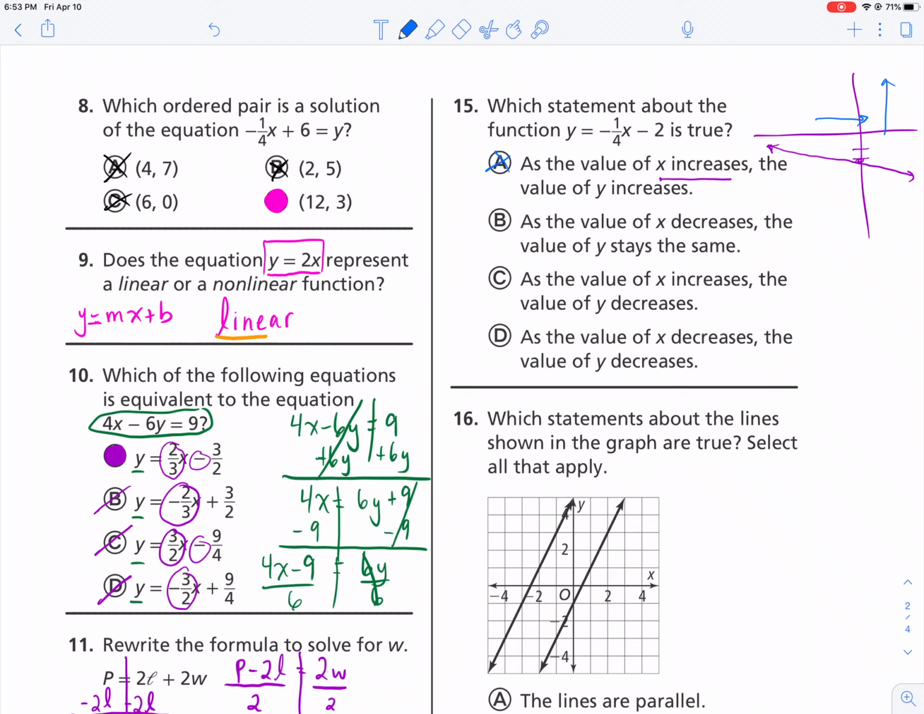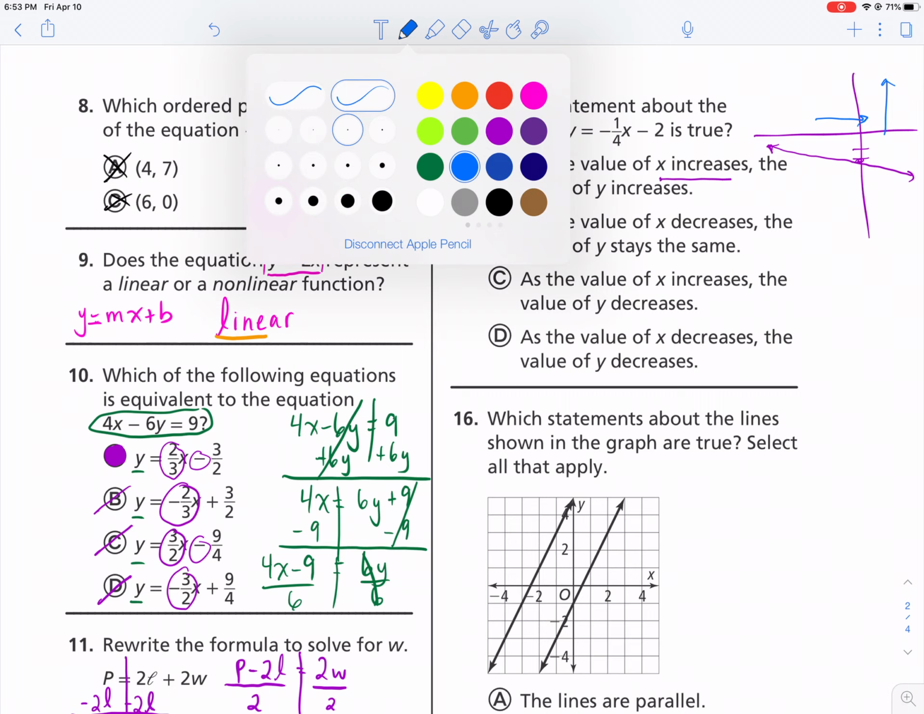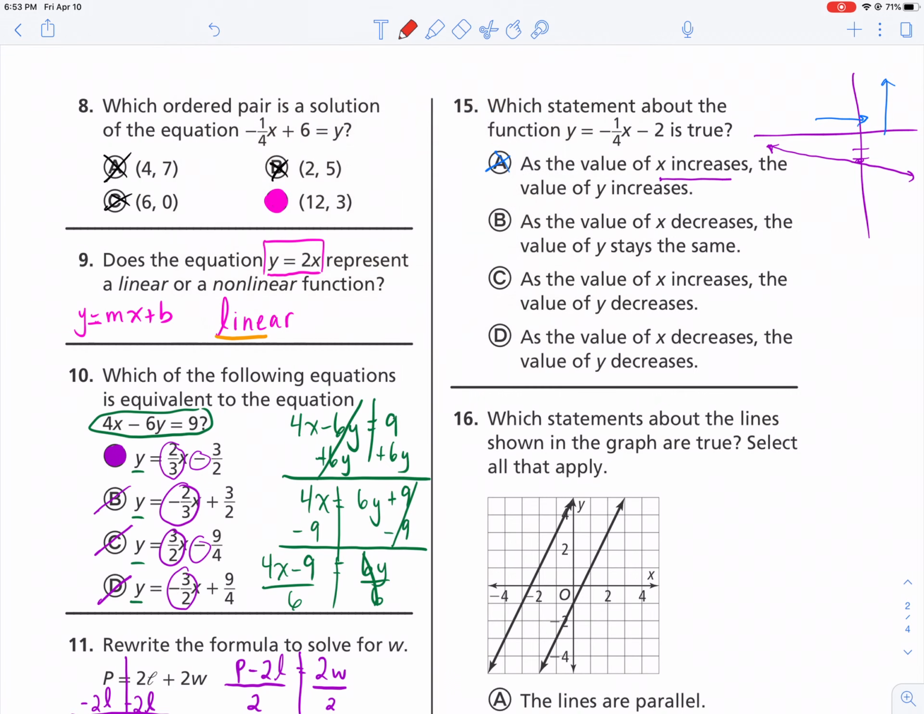If I look again, as the x values decrease, let's pick a different color for each one. As my x values decrease, as I go this way, what's happening with my y? Is it staying the same? Nope. My purple line is going up if I look in this direction, not staying the same.